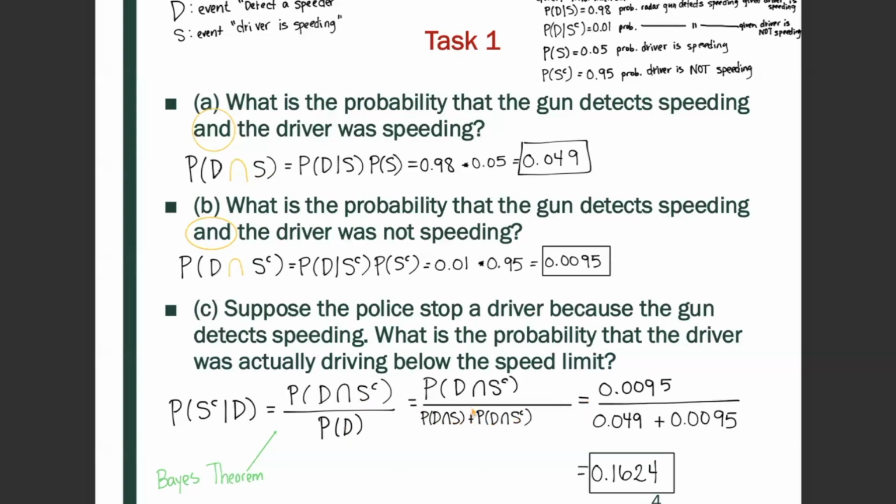Here we already solved all of these individual values. Really it's two different values, because the numerator is the same as this value here. So this equals 0.0095, which is from part B, divided by 0.049, that's from part A, plus 0.0095. When you simplify, you get 0.1624.